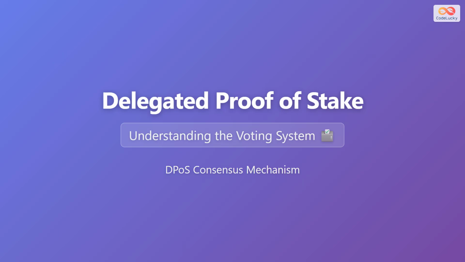Delegated Proof of Stake, commonly known as DPoS, is a blockchain consensus mechanism that introduces a democratic voting system to validate transactions. This consensus algorithm was developed by Daniel Larimer in 2014 as an advancement of the traditional proof of stake model. In this series, we'll explore how the DPoS voting system works and understand its implementation in popular blockchains like EOS and TRON.